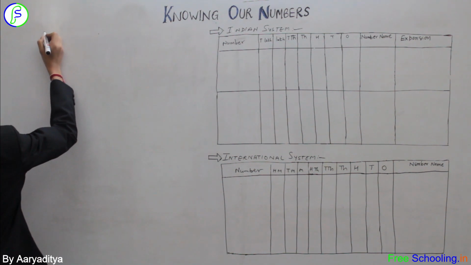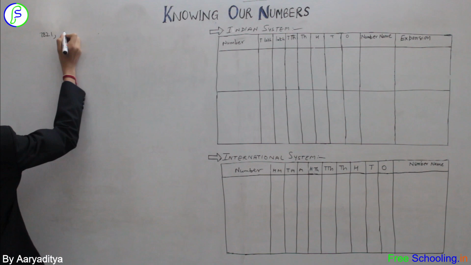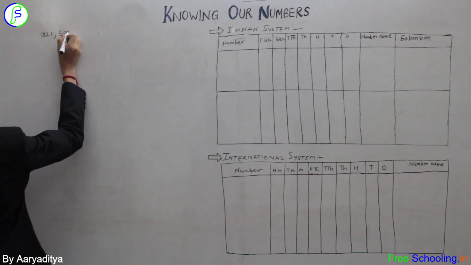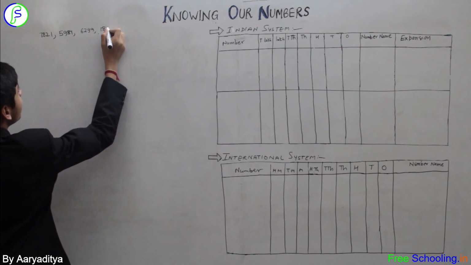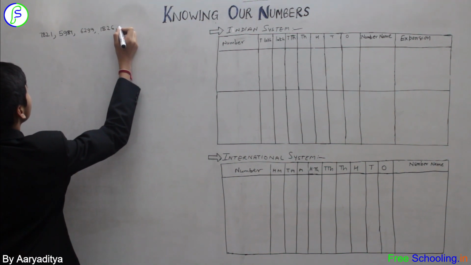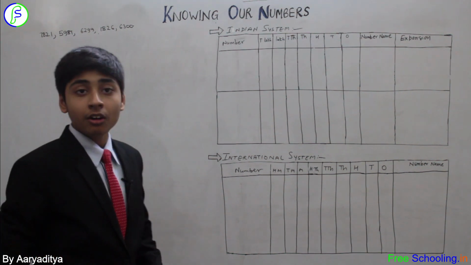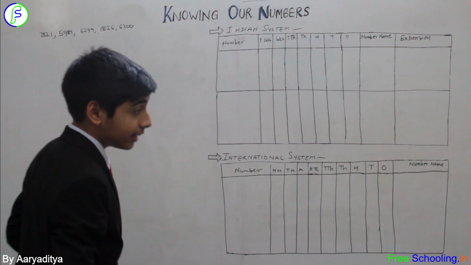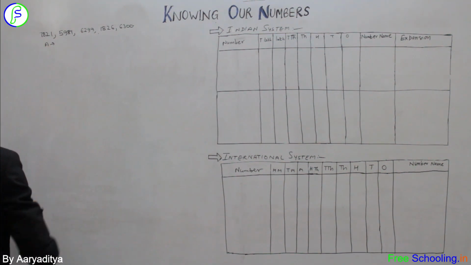Suppose we are given a set of numbers. Let me take 7821, 5981, 6299, 1826 and 6300. So now let us arrange it in ascending order.